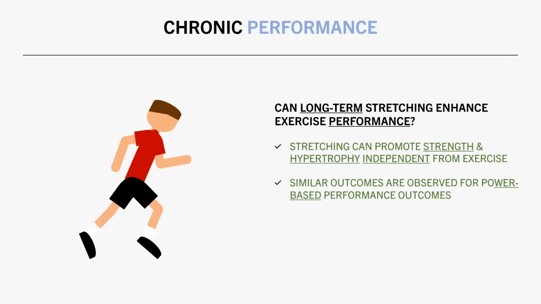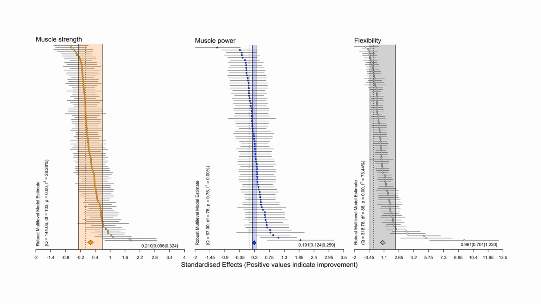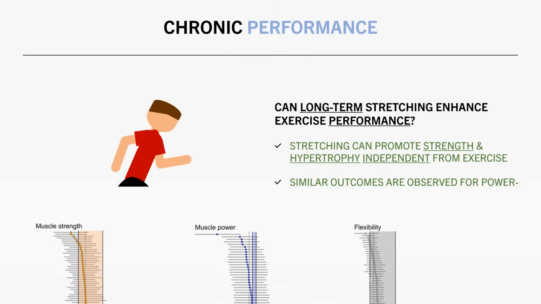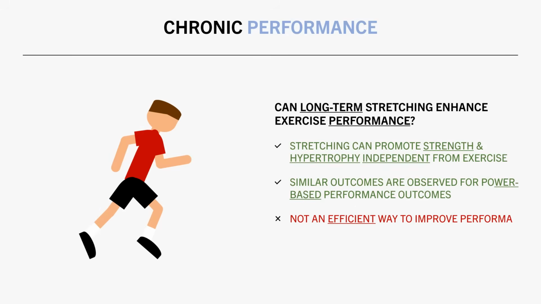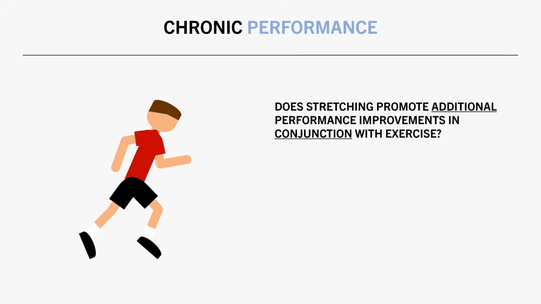Furthermore, similar magnitudes of improvement are observed for power-based exercise too. This meta-analysis found that chronic stretching interventions tend to improve muscle strength and power to similar magnitudes. However, stretching is obviously not an efficient way to improve strength, performance, or muscle mass. Training itself is far more effective than stretching for most performance outcomes.